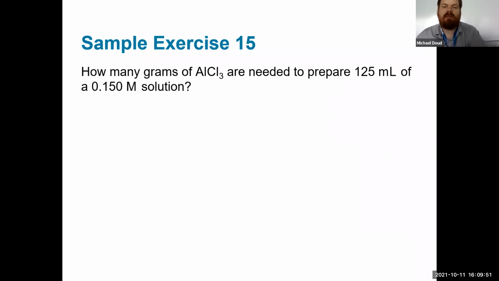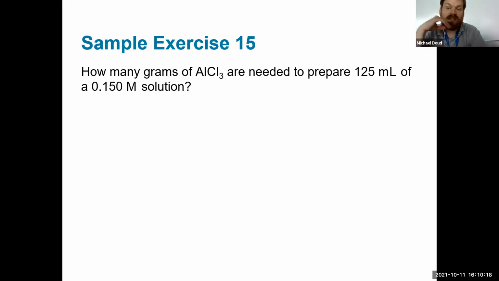Okay, finally, we're at the big one here, molarity. How many grams of aluminum chloride are needed to prepare 125 milliliters of a 0.150 molar solution? This is a big one. So I know we didn't talk about exactly how to do this, but try to think how to use molarity as a conversion factor to figure out the grams of aluminum chloride that are going to be used to prepare this solution.